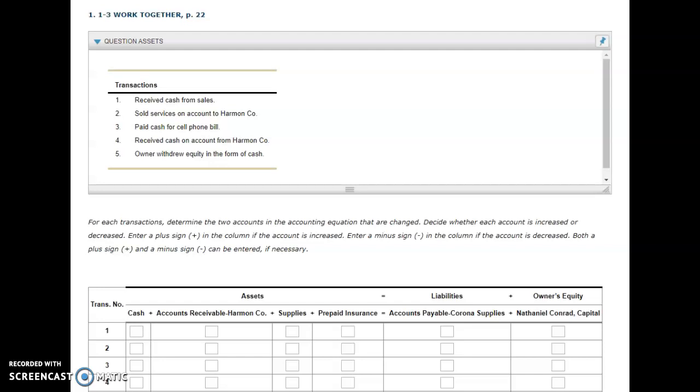So let's do the 1-3 work together in MindTemp. All right, so let's always read the directions first. For each transaction, determine the two accounts in the accounting equation that are changed. Decide whether each account is increased or decreased. Enter a plus sign in the column if the account is increased. Enter a minus sign in the column if the account is decreased. Both a plus sign and a minus sign can be entered if necessary.